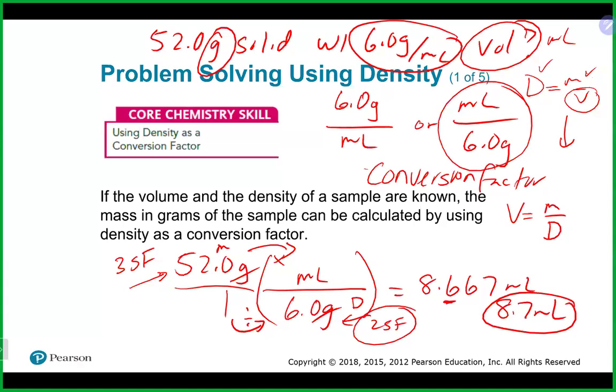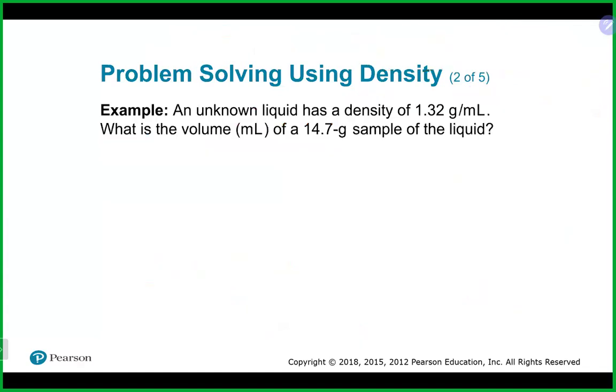Other questions? So dimensional analysis is really helpful. Like I said earlier, a lot of times, if you could just figure out and you have something that you could use as a conversion factor, it will actually rearrange the formula for you. And if you just remember how to do dimensional analysis, you know math-wise what you need to do, multiply or divide. Any questions on that there? So why don't you give this one a go? Unknown liquid has a density of 1.32 grams per milliliter. What is the volume of 14.7 grams of a liquid?